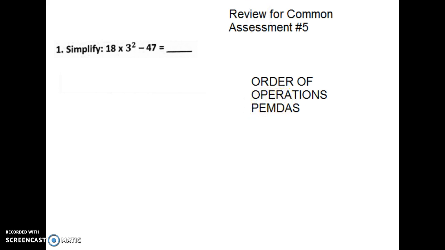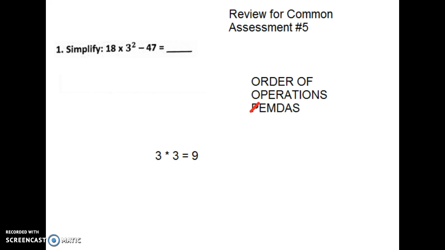No parentheses. So I go to the next thing, which is exponents. Do I have exponents? Yes, I have 3 squared right here, right? So that means 3 squared means 3 times 3, which equals 9. It's not 3 times 2. Please do not make that 6.